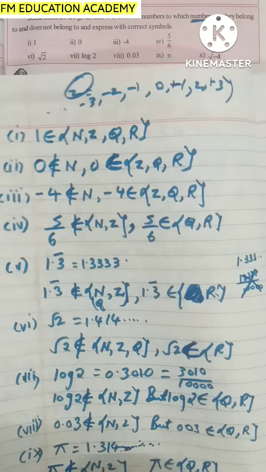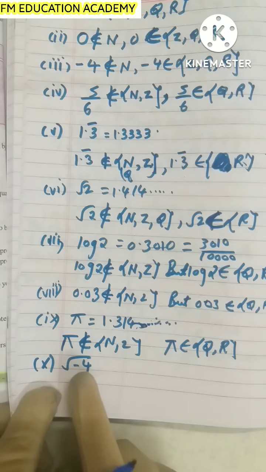The tenth bit is root minus 4. Root minus 4, we know what it is? It is an irrational number. Irrational numbers will only come under real numbers.